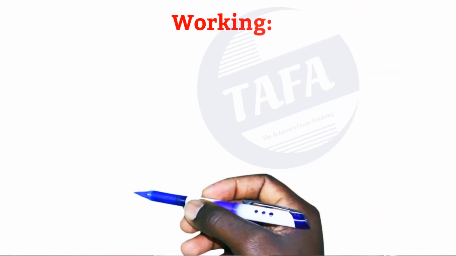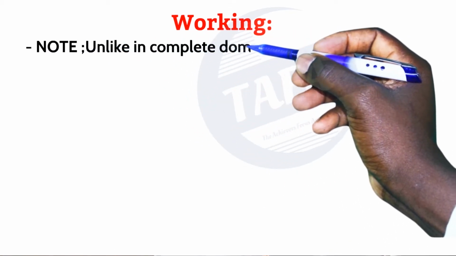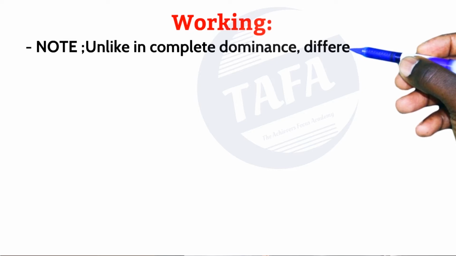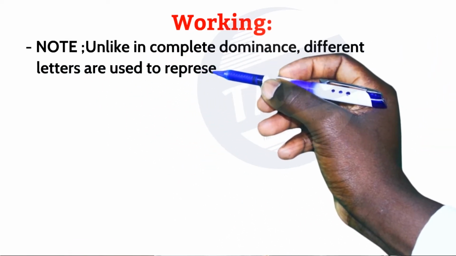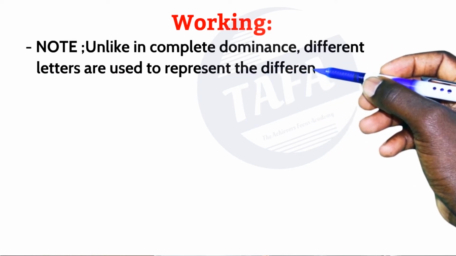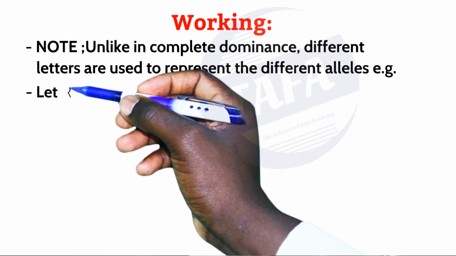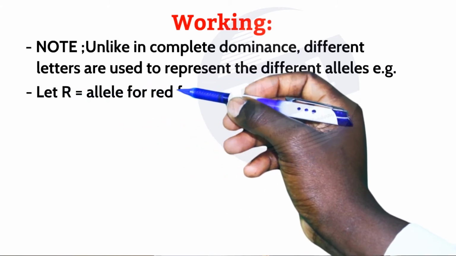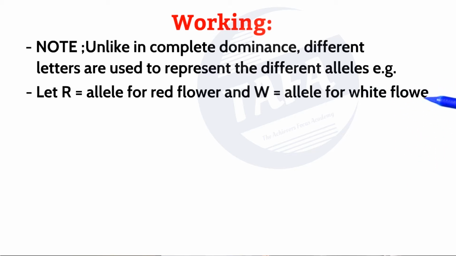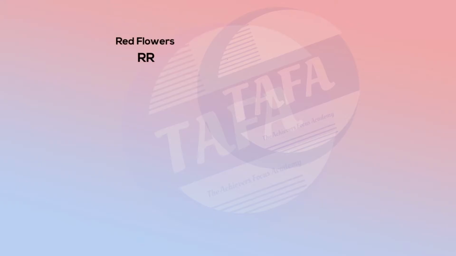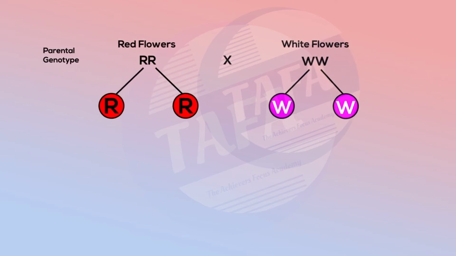You should never ever use the same color or the same letter as in complete dominance. You use different colors to represent the two alleles. Why? Because the two alleles behave as if they are independent of each other. Okay, so you have to use different colors. So in the case of the red-flowered Mirabilis jalapa, the allele for red flower is R, while the allele for white flower is represented by letter W, and both of them are written in capital letters.